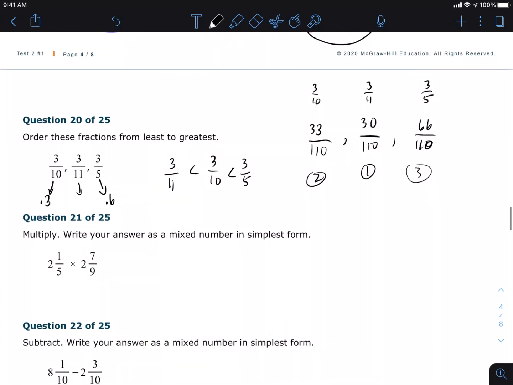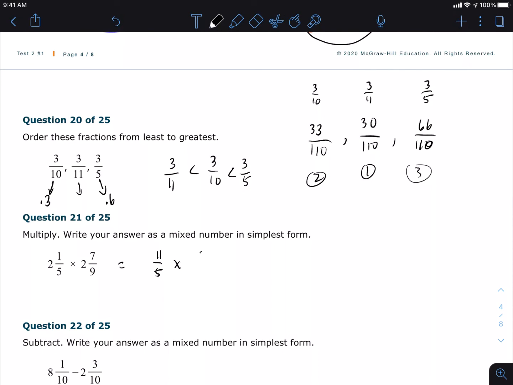All right, here's the next one. So it wants us to multiply these. Again, what we should do here is change them to improper fractions. So that first one's going to become 2 times 5 is 10. It'll be 11 over 5. And then 9 times 2 is 18.